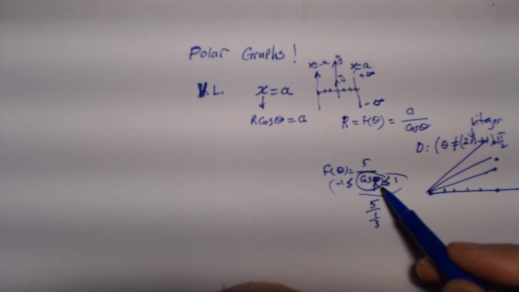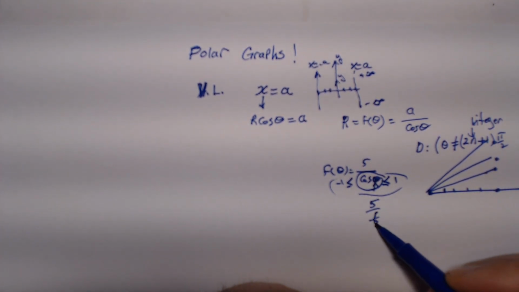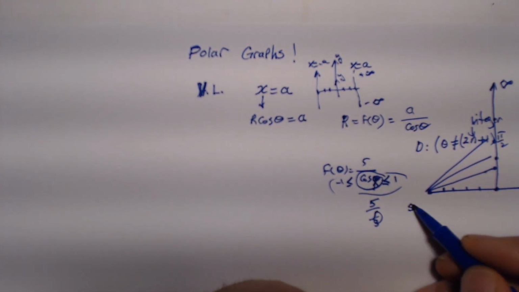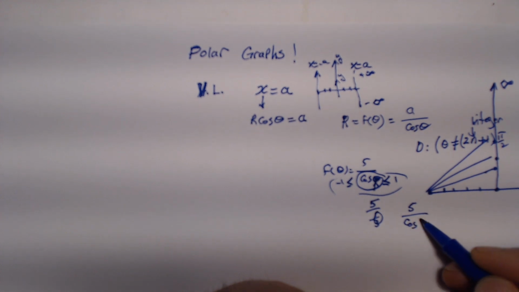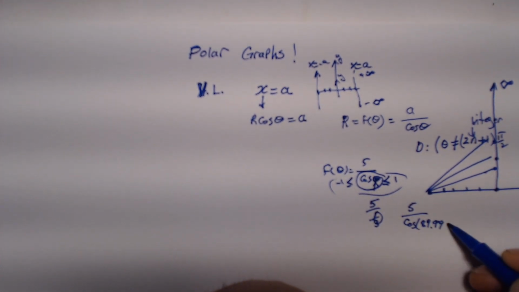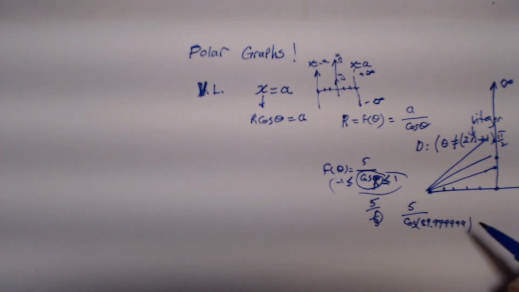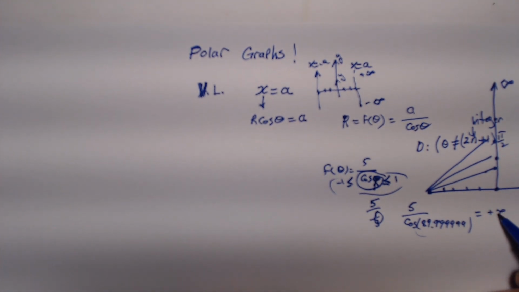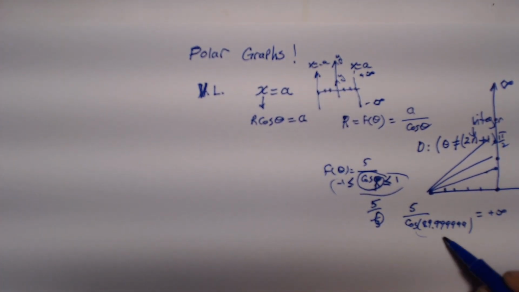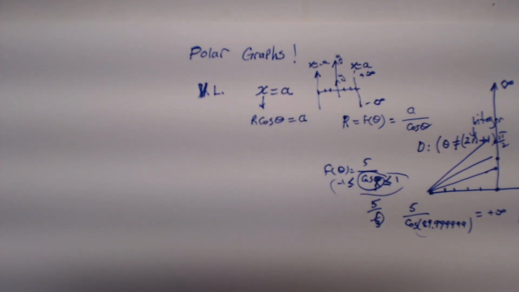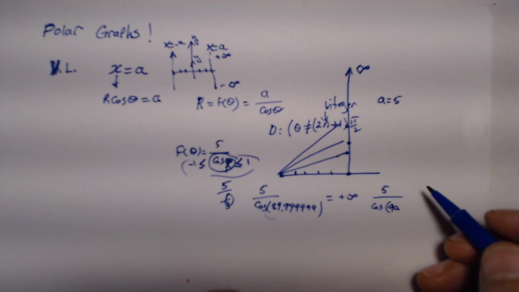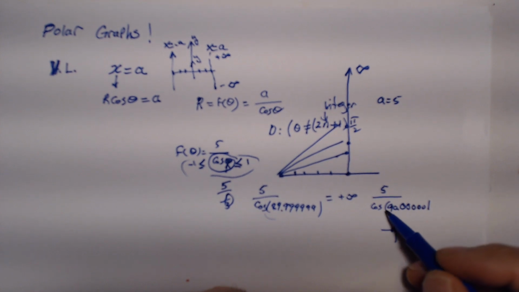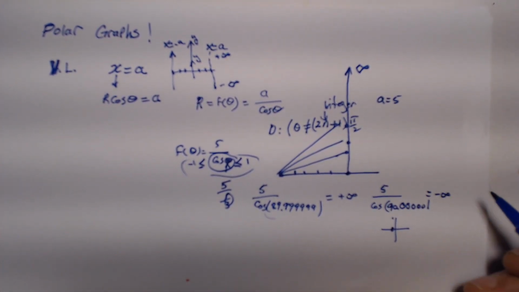What happens if theta becomes pi over 2? Cosine of pi over 2 becomes 0, and it goes all the way to infinity. Therefore, if we take 5 over cosine of 89.999999 degrees, that's a very small denominator, so it's a huge number, and that approaches plus infinity. But if I go to the other side of 90 degrees, and say cosine of 90.0000001 degrees, in the second quadrant cosine is negative, that's a very small negative number, and that goes to negative infinity.